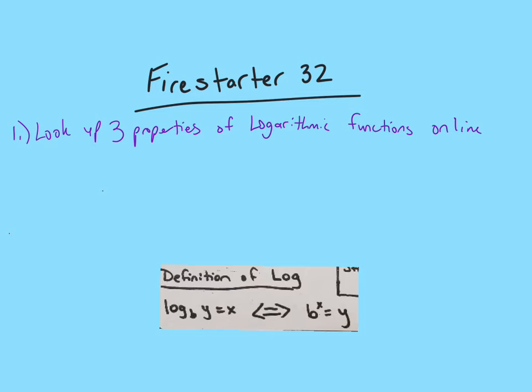Now, I said the first thing I want you to do is look up three properties of logarithmic functions online. The first one that I have here, I'm not going to count as a property. It's more of a definition. It's how you go from logarithmic form to exponential form and vice versa. So it's not entirely a property, but I do have three properties for you that we'll probably use later in the week.